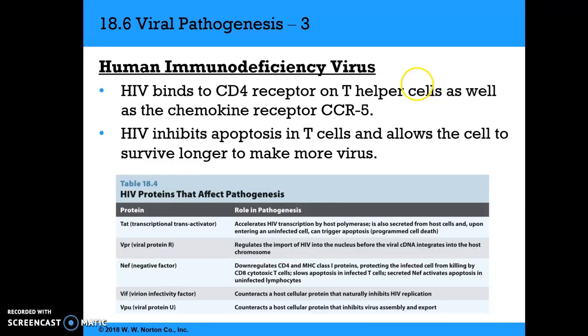One specific example that we'll talk about in viral pathogenesis is human immunodeficiency virus. HIV binds to the CD4 receptor on the T helper cells, as well as the chemokine receptor CCR-5. HIV inhibits apoptosis in T cells and allows the cell to survive longer to make more virus. Look at this table 18.4. This shows the HIV proteins that affect pathogenesis.